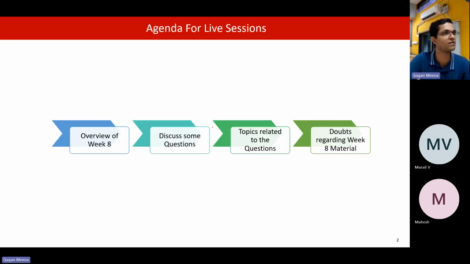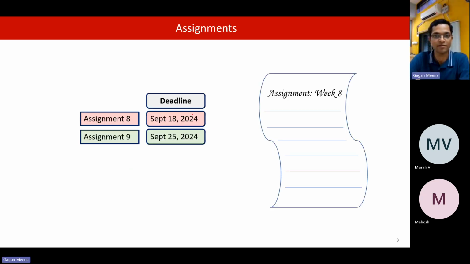We will start with the overview of week 8 and discuss all the points which were discussed in week 8, and then we will discuss some numerical questions on LODF also. It is similar to what has been given in the assignment. It requires some calculations that we will see how to do.